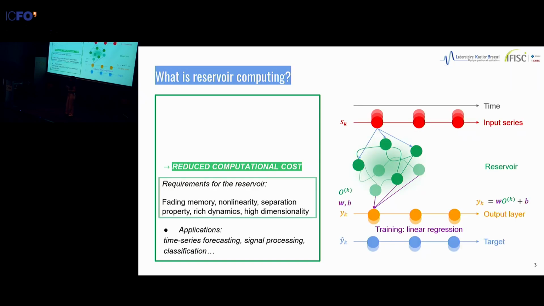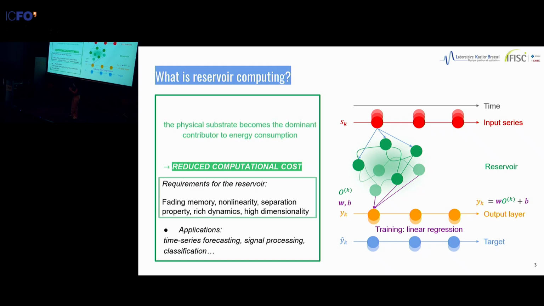Does it work all the time? Of course not. The reservoir has to have some characteristics in order to work, otherwise it would be too easy. In particular, it has to have fading memory, like a child that learns, it has to forget a bit to learn new things. Nonlinearity, that we've seen in many talks, is very important. Separation property, meaning that it can distinguish what you send. Rich dynamics and high dimensionality. Once we have all this, we can do time series forecasting, signal processing, and classification.